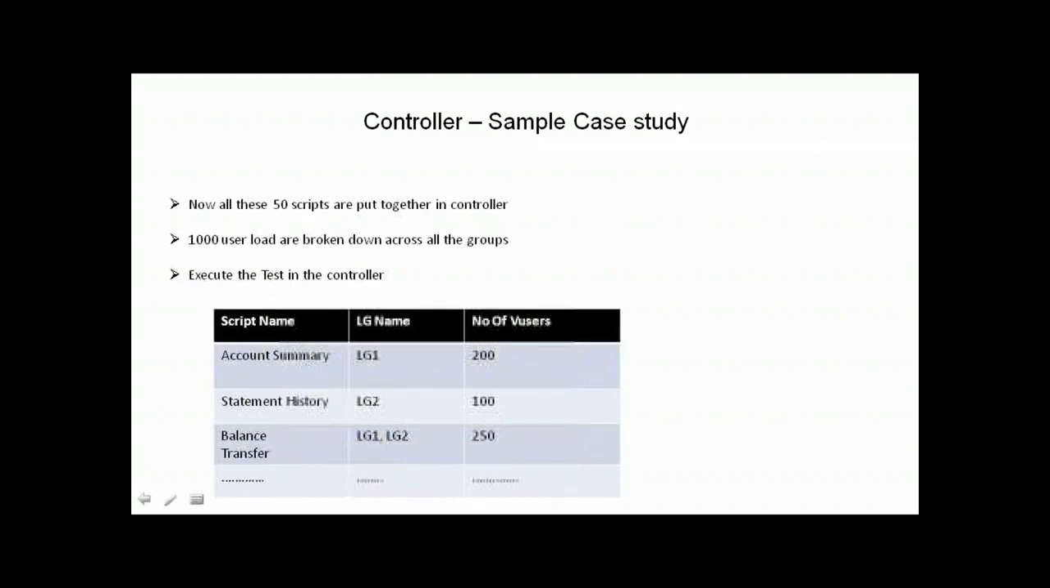Okay, now this is an important thing. Now all the 50 scripts are put together in the controller. This is the controller. From the workload modeling, you know how many users each group gets. So for the account summary group, let's say as per the workload modeling, it is supposed to be assigned 200, so you will assign that. Statement history is supposed to be assigned 100, so you will assign that.